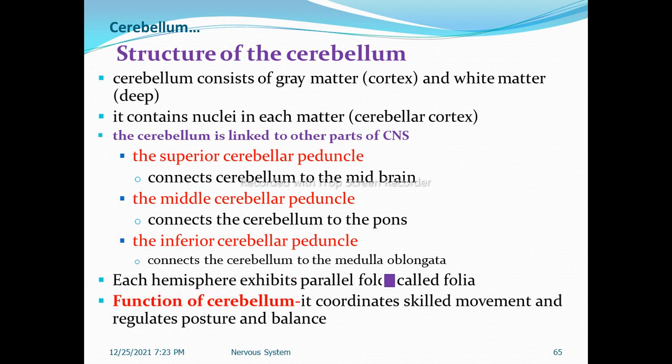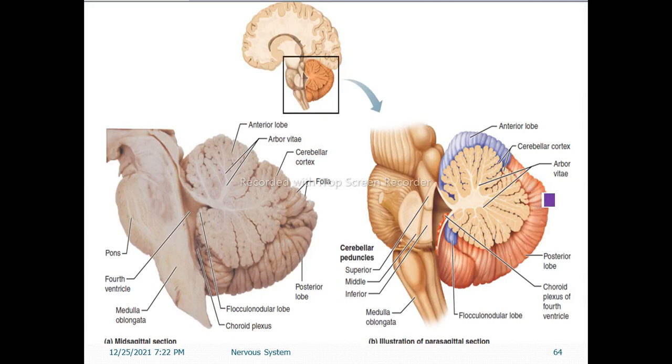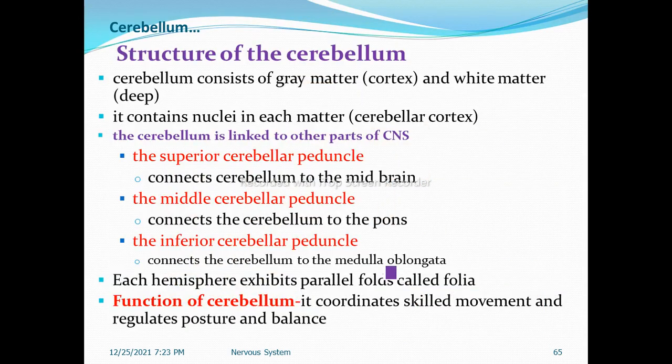Each hemisphere exhibits parallel folds called folia. Each fold is known as folia. The middle, superior, and inferior cerebellar peduncles connect the pons, midbrain, and medulla oblongata. The function of the cerebellum is coordinating skilled movement, a movement which has more experience or is done more repeatedly. So it coordinates skilled movement and regulates posture and balance. So the cerebellum has functions just like this.